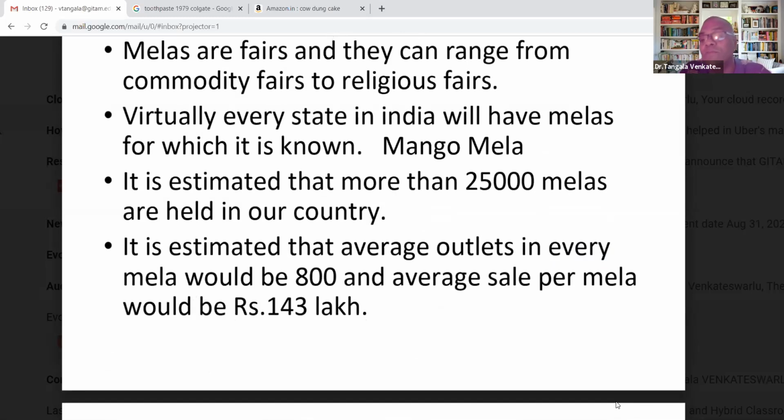Is it huge? What is 143 lakhs? Rihita? So is it huge? Sale per mela is 143 lakhs.